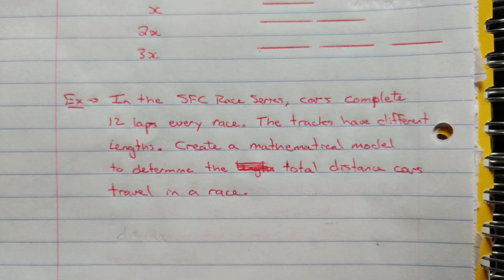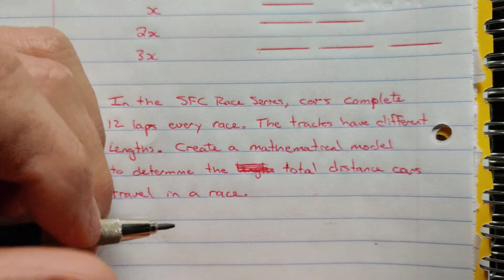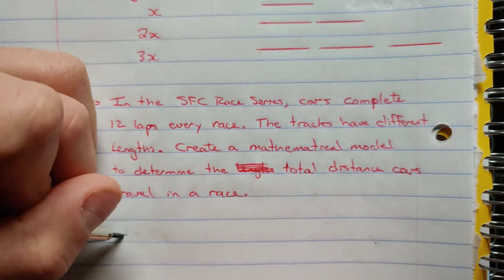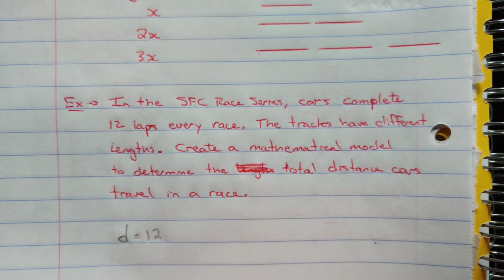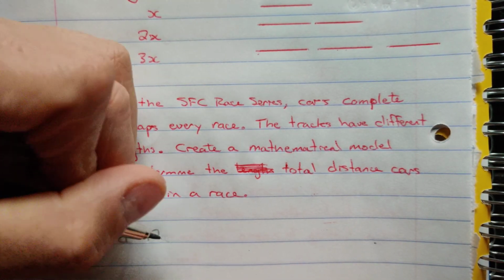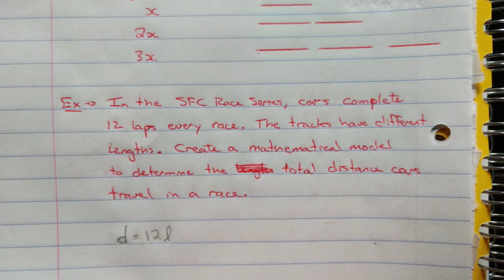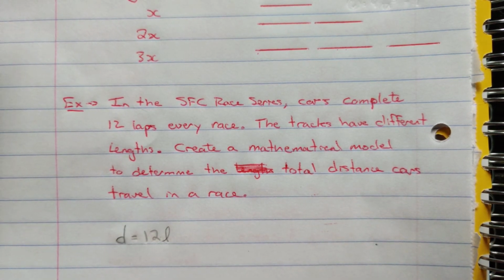So we'll call that the D for the distance, or let's call it L for the lap. Call it L for the lap. So the distance traveled, we use D for distance, equals 12 times the length of a lap. So 12L. And again, I use the cursive L just because I don't want it to look like 121. So the distance equals 12 times the length of a lap. That's it. We've now made a mathematical model to use on any of these races.